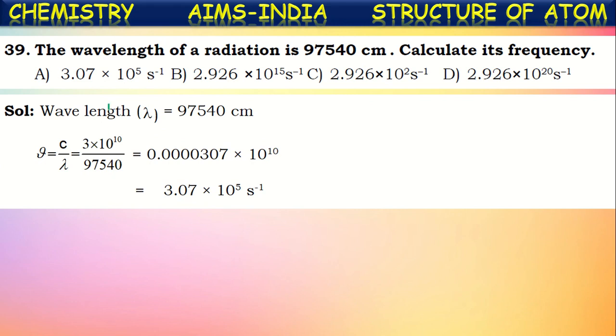See, wavelength lambda is equal to 97,540. Now, this is given in centimeters. So, velocity of light is also taken in the same system of units, that is in centimeters per second, which is equal to 3 into 10 to the power of 10 centimeters per second. So, substitute those values, do the calculation, we get it as 3.07 into 10 to the power of 5 second inverse. This is the frequency we get. So if you know the relation between those two quantities given, we can find out the unknown one.